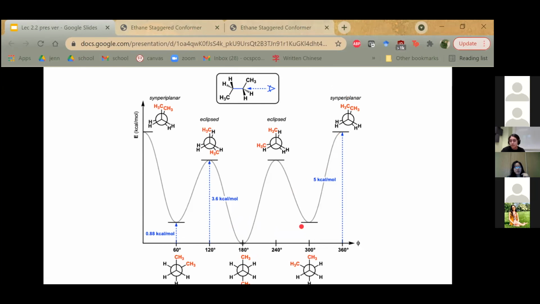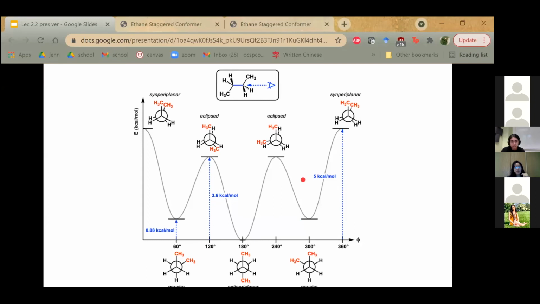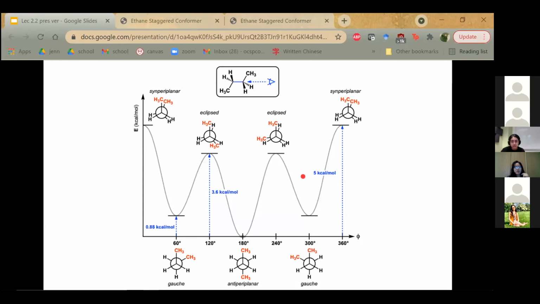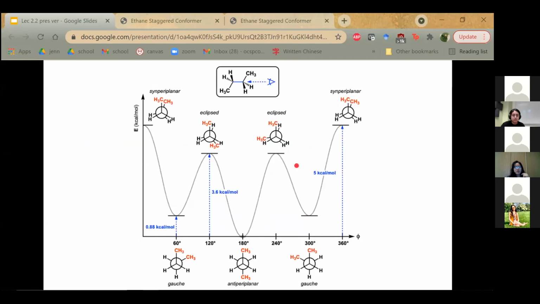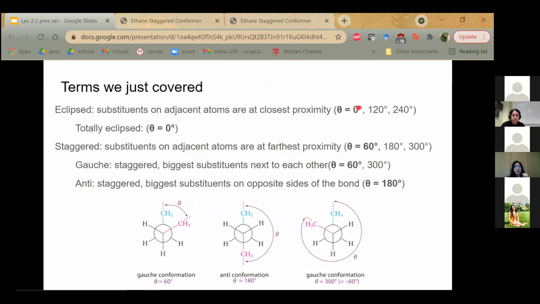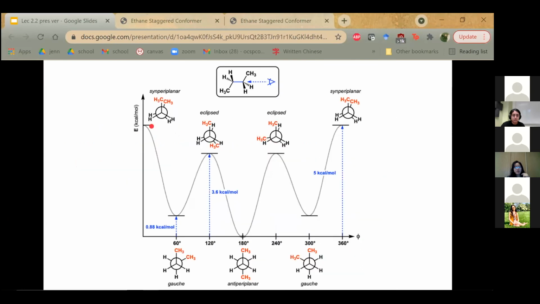Okay, so yeah, I put these here. So let's go over it one more time because I went over it very quickly. So eclipse conformations are where our substituents on adjacent atoms are at closest proximity. That's a lot of words just to say that they're overlapping. So I wrote down some angles here, 0, 120, 240, and you can see these in the energy diagram. In this case, they're 0 degrees apart. And then if you rotated it 120 degrees, it would essentially be overlapping with the next substituent. You rotate it another 120 degrees, so that's going to be 240, and that's going to be overlapping with the next substituent. So that's what I meant by these angles here.